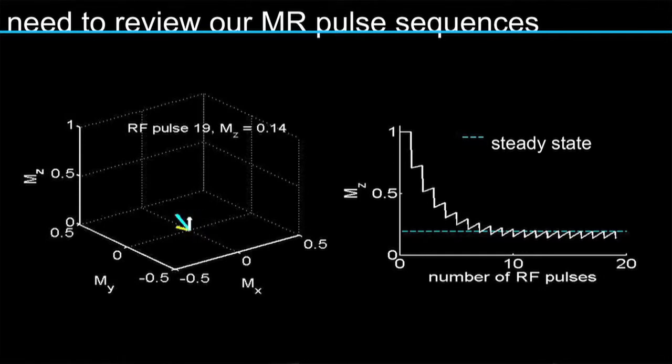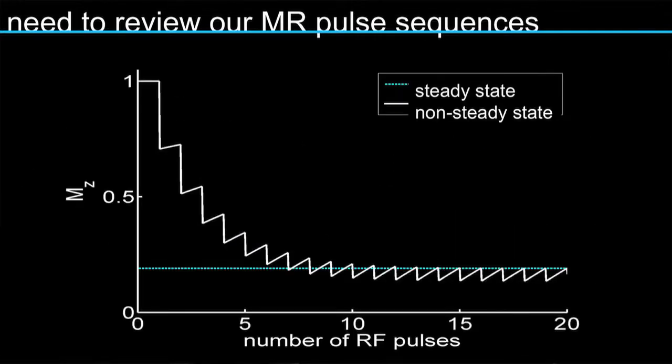So if we zoom out on this plot, we can see that in this specific example, in the first 10 RF pulses, we're actually calculating a much different non-steady state magnetization than the steady state case. So what determines the number of RF pulses?